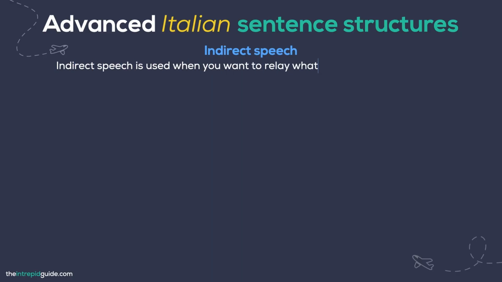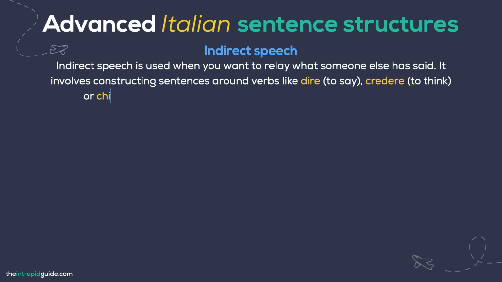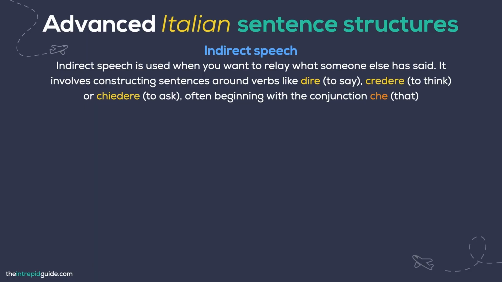Now let's take a look at indirect speech. Indirect speech is used when you want to relay what someone else has said, whether it's for storytelling, gossiping, or passing on information. It involves constructing sentences around verbs like dire, to say, credere, to think, or chiedere, to ask, often beginning with the conjunction che, meaning that.